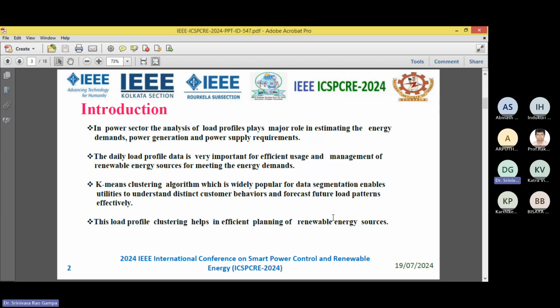So this K-means algorithm we have used for clustering the load profiles. After clustering the load profiles, for each cluster separately we can design the requirements of the renewable energy sources. That is what we have done in this work.